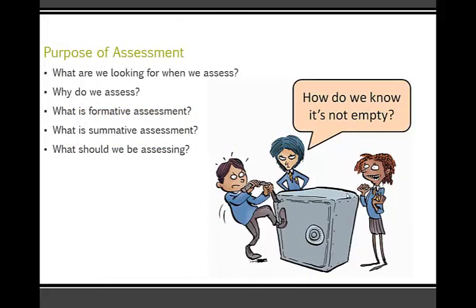So let's start right out then with what the purpose of assessment is. We're going to go through some questions here. What are we looking for when we're assessing? Why do we assess? What's formative assessment? What's summative assessment? And what should we actually be assessing?